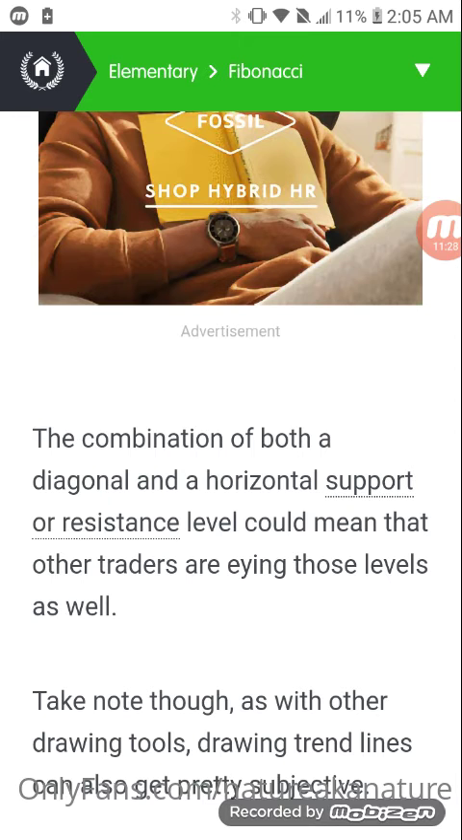If it's a downtrend, you're going to expect price to head back up to a potential resistance level before resuming. But for an uptrend, you're going to wait for price to go back to a potential support level. This could mean that other traders are eyeing those levels as well, because a lot of people know how to use these tools. A lot of traders have been doing this for a while, so they're going to be eyeing those levels too. So 61.8 and 50 are good support and resistance levels for both uptrend and downtrend.